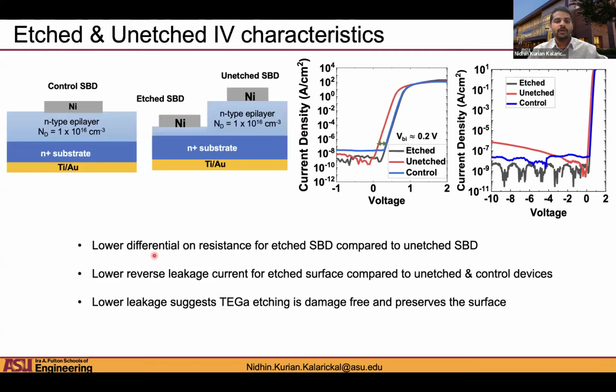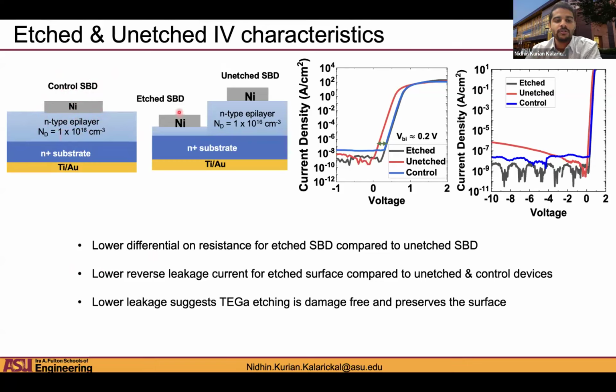And in addition to just characterizing the anisotropy, we also looked at the IV characteristics, right? That's very important to sort of understand if the etch process is damaging or if it's damage free, right? And to do this, we fabricated 3 different diodes. So the first one is a control diode, which is fabricated on a gallium oxide epi layer, which did not undergo the etch process. Okay, remember the etch process is done at high temperature.